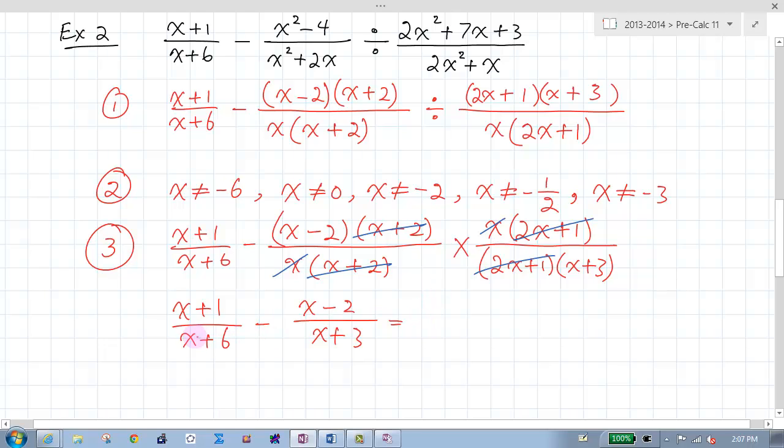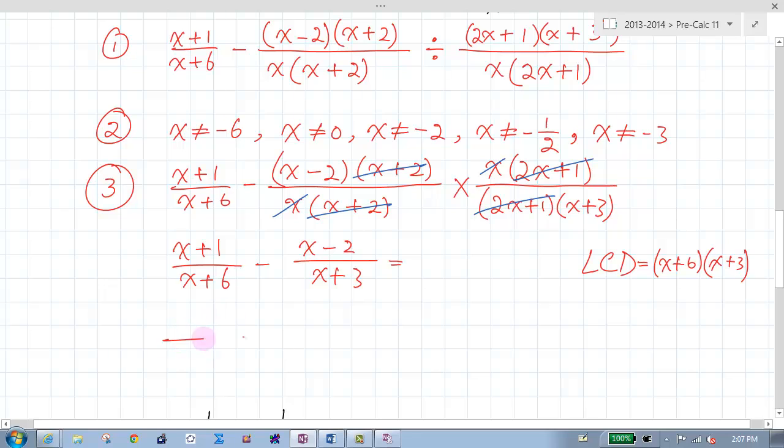So now we have two rational expressions. We need an LCD because this is addition and subtraction. The lowest common denominator again is x plus 6, x plus 3, all the factors of the denominator with the highest power, right? So I can write these two as two fractions: x plus 1 over x plus 6. The denominator has to be x plus 6 times x plus 3, so I need to multiply the top by x plus 3 as well.